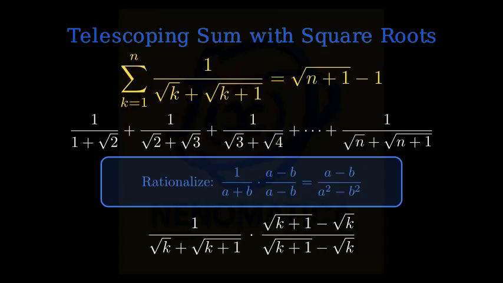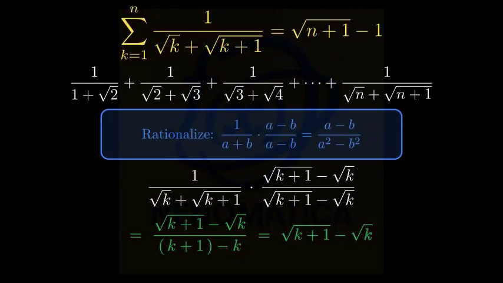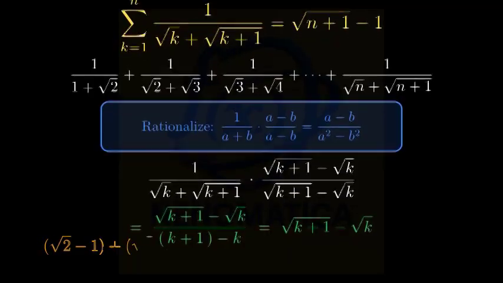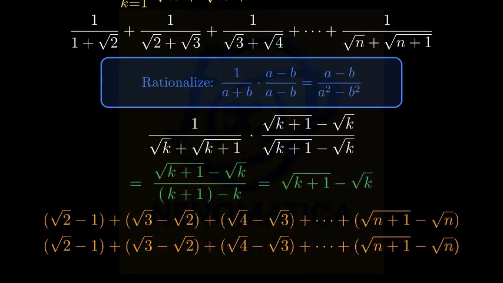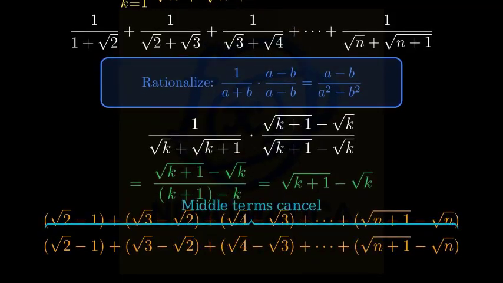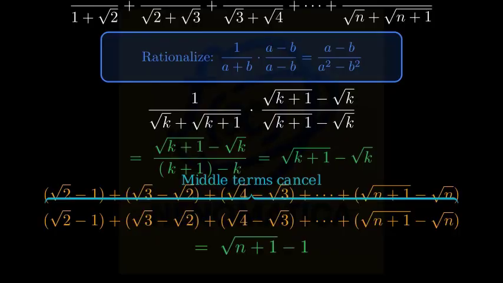Now simplify. The denominator becomes k plus 1 minus k, which is 1. So the term equals square root of k plus 1 minus square root of k. Applying this to every fraction in our sum gives a string of simple differences. Notice the pattern. This is a classic telescoping series. Each positive square root cancels with the next negative square root. Everything in the middle disappears, leaving only the very first negative one and the very last positive square root of n plus 1.